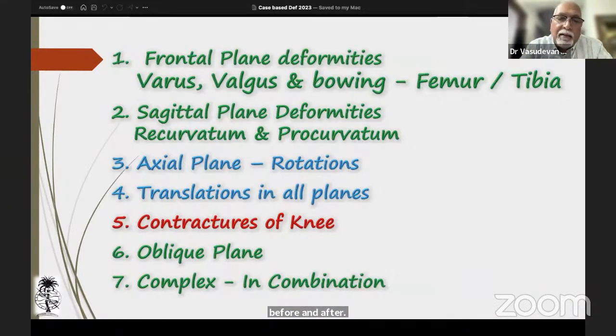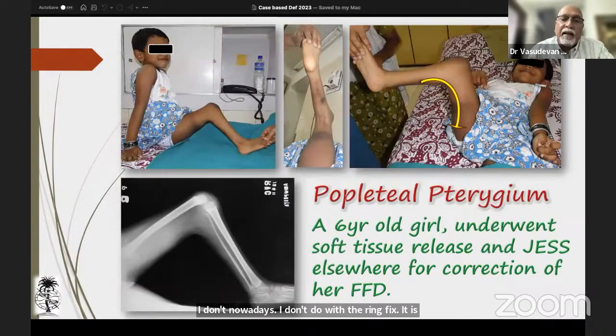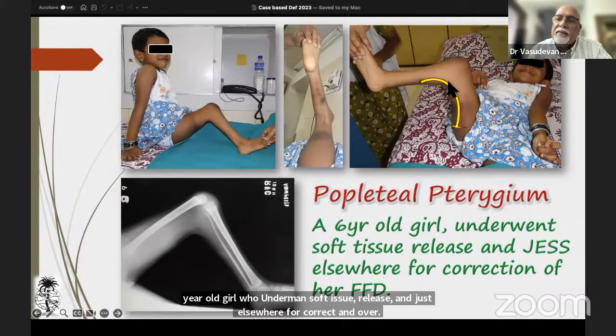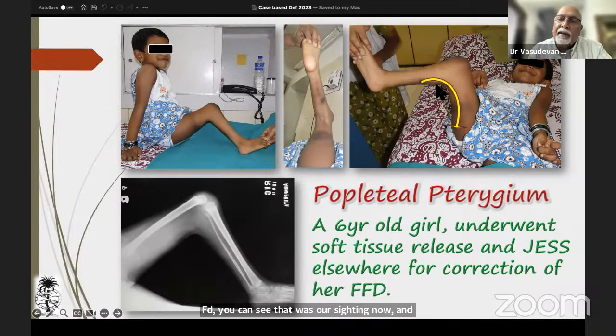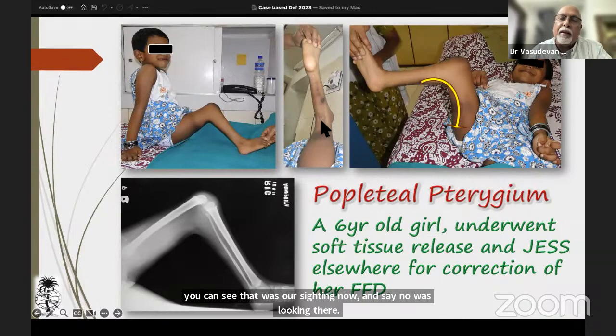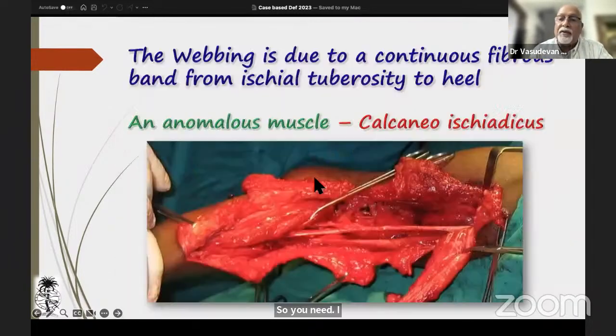Now, axial plane rotations and translation, generally I resort to SUV corrections. Nowadays I don't do it with the ring fixators. Look at a very rare case of popliteal pterygium syndrome in a 6-year-old girl who underwent soft tissue release elsewhere for correction of her FFD. You can see that was her sciatic nerve, and the sciatic nerve was looking there. Initially I was not very well versed with anatomy, so I started exploring all these cases.